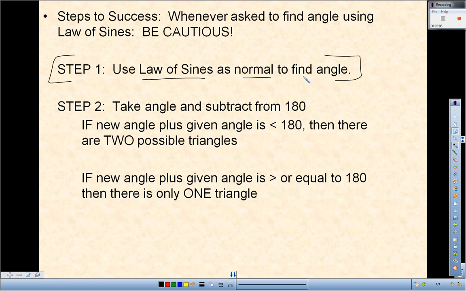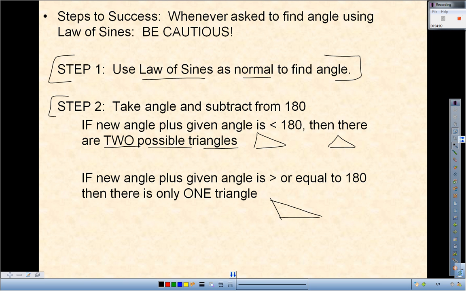Now, how do you determine if you have more than one triangle? Well, look at step two. After you use the law of sines and get that angle, subtract it from 180. If your new angle plus the given angle, because you're going to be given an angle to begin with, is less than 180, then there are two triangles. In other words, there are two solutions to the problem. If the new angle plus the given angle is more than or equal to 180, then there's only one triangle, so only one solution. So that's how you tell whether you have one triangle or two triangles, or in fact if you have no triangles.